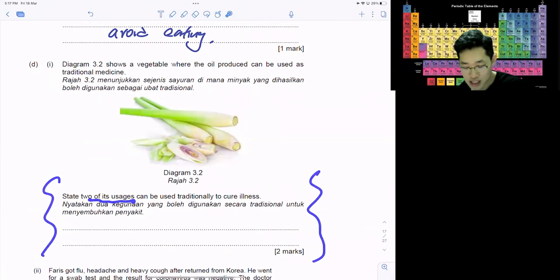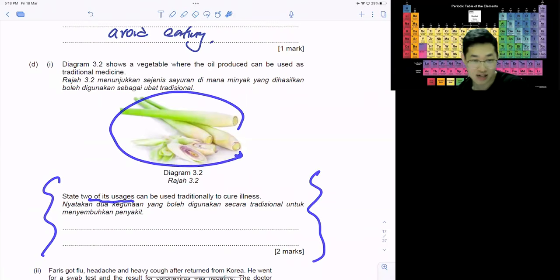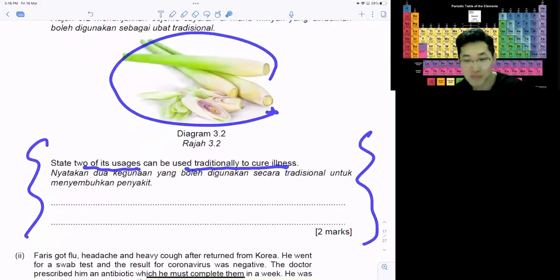State 2 of its usage. This is lemongrass. Lemongrass is not green onion. It can be used traditionally to cure illness. 2 usage. Lemongrass can boost the immune system.